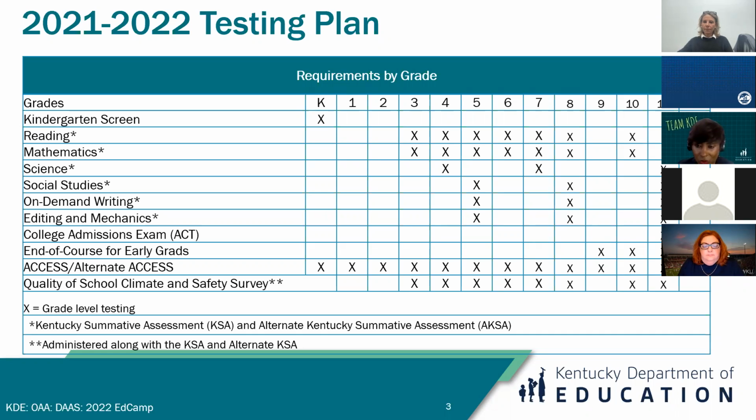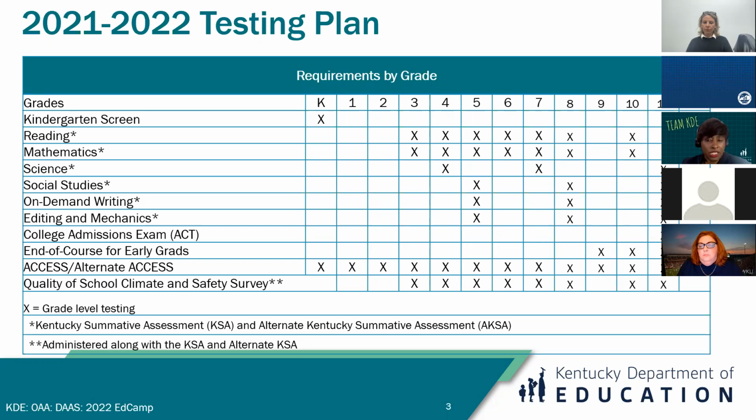This one pager reference is a handy resource for schools and districts. The kindergarten screen is administered, as you know, just for the students in kindergarten. The content assessments, reading, mathematics, science, social studies, on-demand writing, and editing and mechanics, are part of the Kentucky summative assessments and the Kentucky alternate summative assessments. So they're part of both.